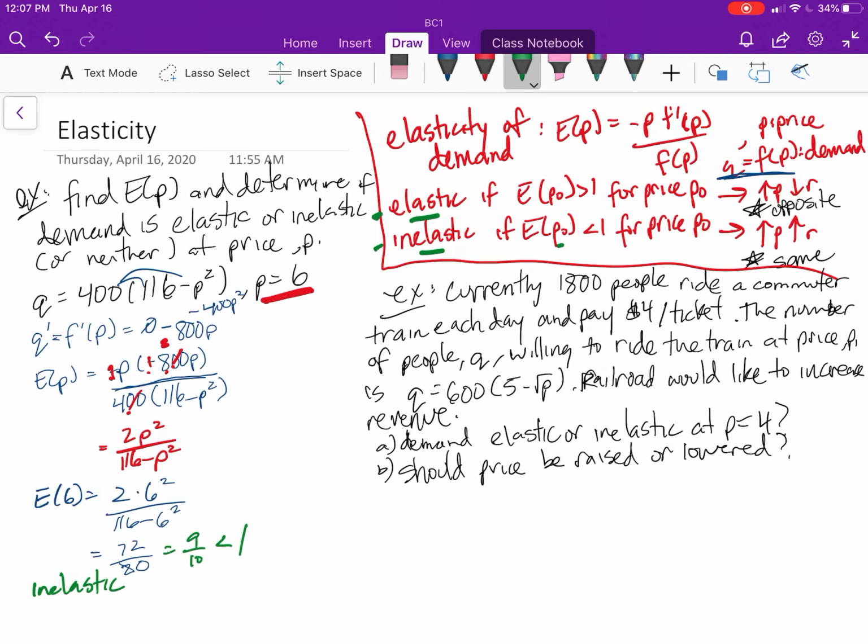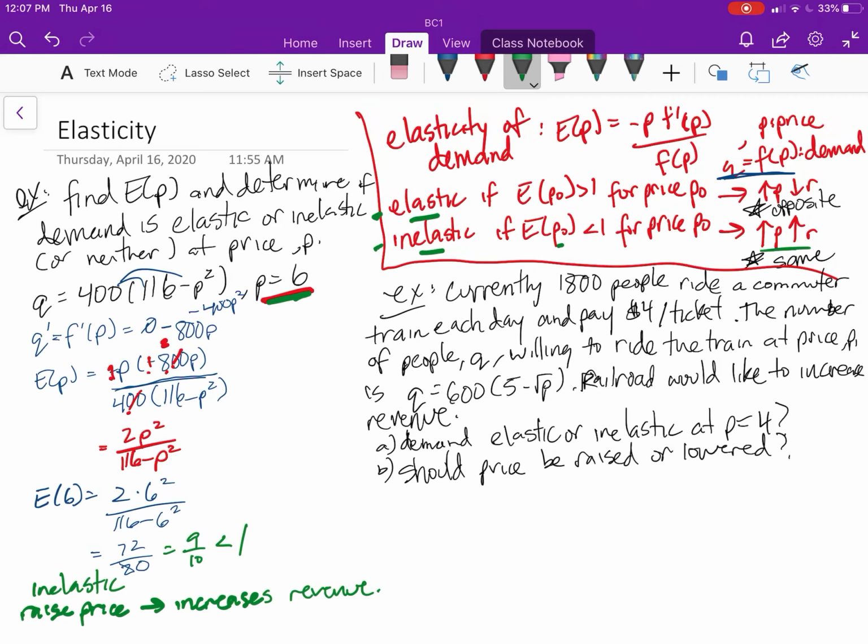So what does that mean? So I kind of wrote this shorthand, up P, up R. So what does that mean? That means if you raise the price, now we're talking about a rate, so slightly, at this p equals 6. If we raise the price slightly, the revenue would also increase. Okay, so raising the price at 6 increases the revenue.